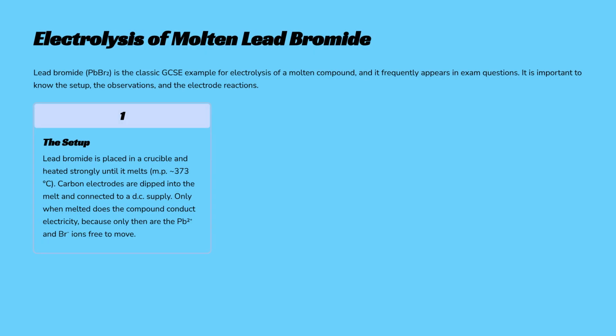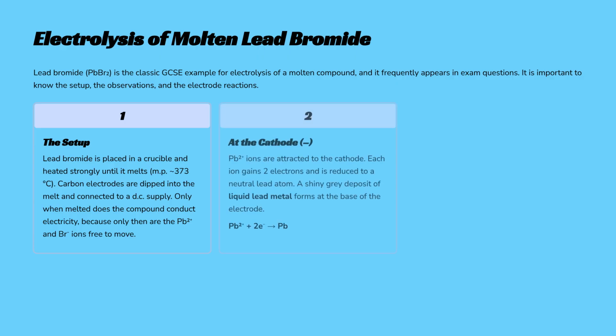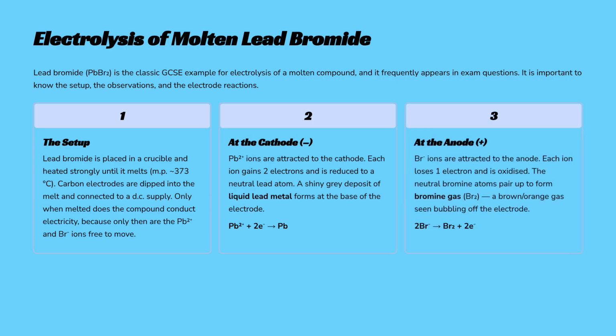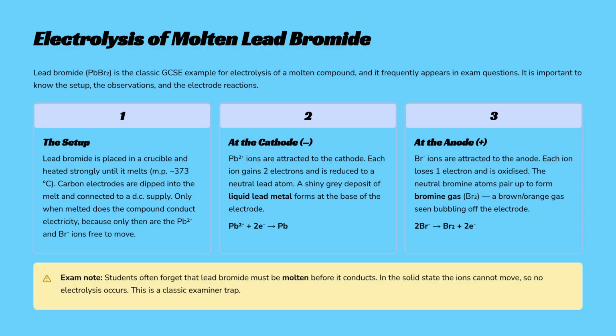Molten lead bromide is a classic example. When melted, Pb²⁺ ions move to the cathode, gain 2 electrons, and form liquid lead. Br⁻ ions move to the anode, lose 1 electron, and form bromine gas. Remember, the lead bromide must be molten to conduct electricity.